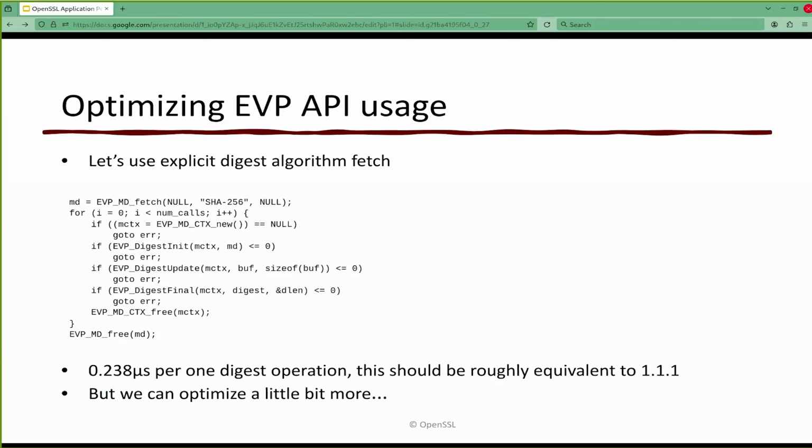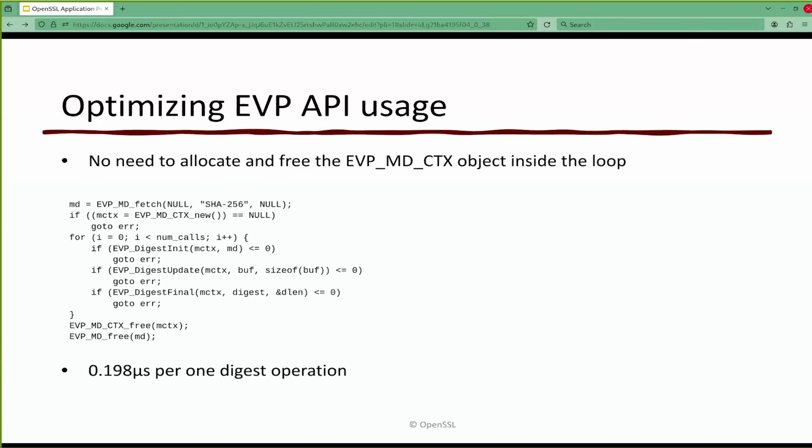But we can optimize a little bit more because we don't need to allocate and free the EVP_MD_CTX object inside the loop. So if we put these outside of the loop, we can just reinit the object in the loop. This will take only 0.198 microseconds per one digest operation.